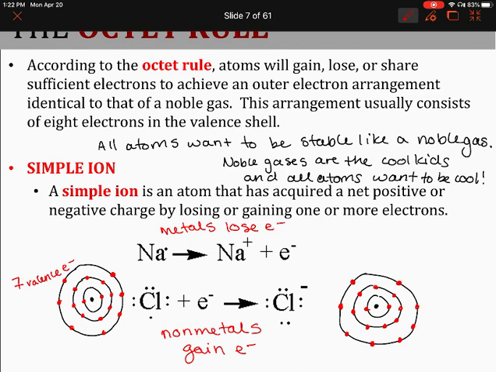Okay, let's see, did I... 1, 2, 3, 4, 5, 6, 7, 8. Yes, I have 8 electrons in that outer energy level. So initially, chlorine has 17 protons and 17 electrons. And then when it gains an electron, it still has 17 protons, but now it has 18 electrons. So if we do the math, we'll end up with a 1 minus charge at the end.